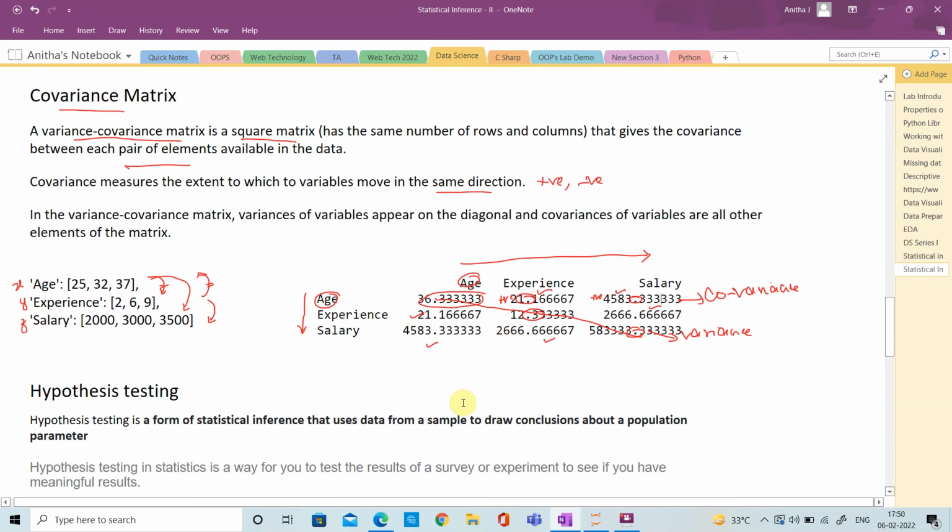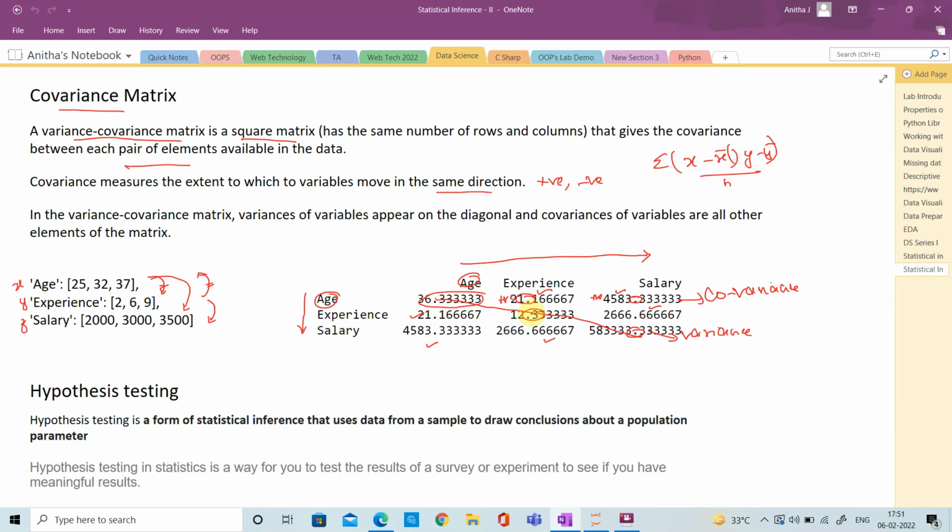Covariance is calculated as the summation of x minus x bar times y minus y bar, divided by n. That is calculated for every pair of two variables, to show how they vary with each other. It defines only the direction, whether it is positive or negative. Using this covariance, you can further calculate your correlation coefficient.